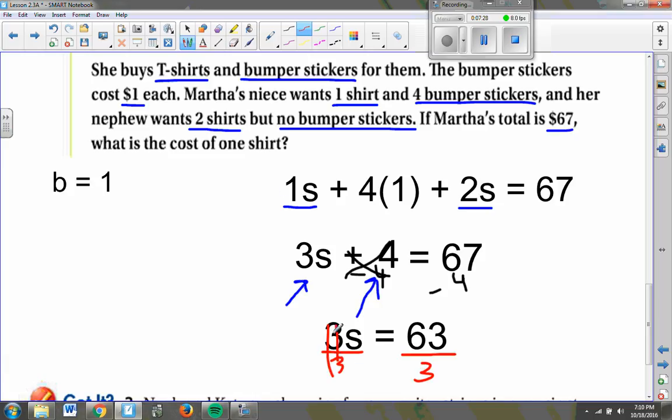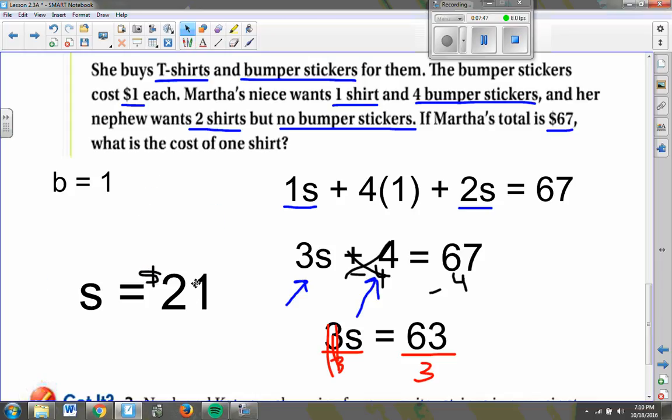That'll cancel it out over here, and all I'm left with is s. The other side of my equal sign, it says 63 divided by 3, which is 21. So a shirt costs $21. I'll put a dollar sign on there just so we know that that's what I'm talking about, $21. Okay? Shirts cost $21. So I took that word problem and I set up an equation. I noticed that there were some like terms, combined them, and then I could undo those 2 operations and get my answer.